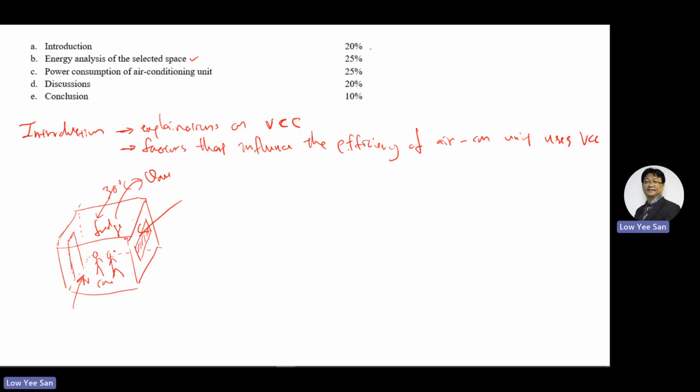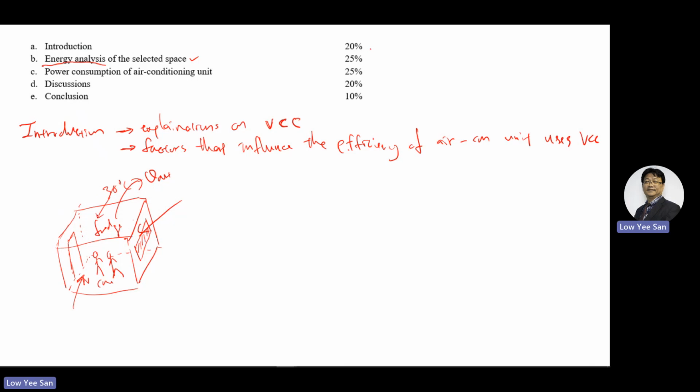Whatever heat goes into the room, you need to remove with your aircon unit. So basically, what does energy analysis mean? You have to analyze what heat goes in, so that you know how much you need to remove.